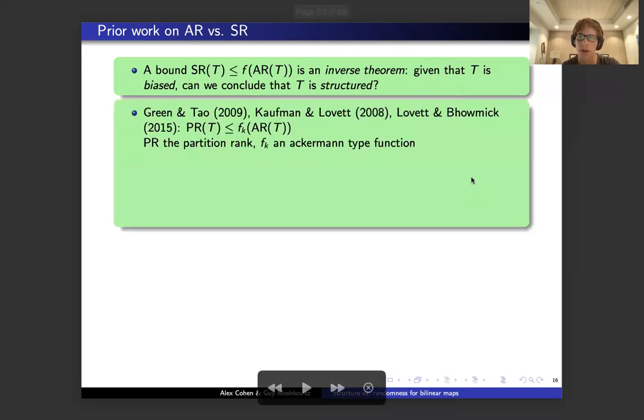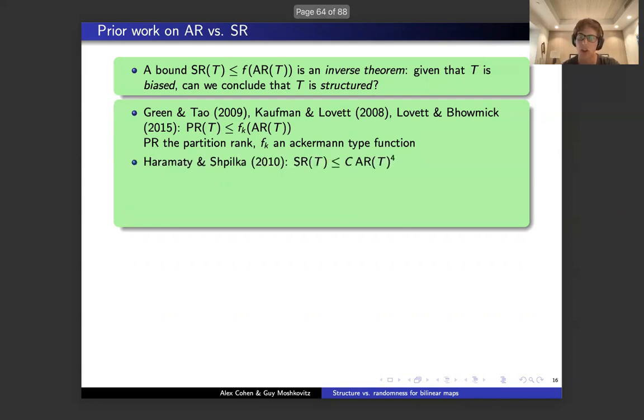So the first theorem along these lines was given by Green and Tao. And they proved that indeed the partition rank, which is the right higher order analog of slice rank, is bounded by an Ackermann function of the analytic rank. So this is a terrible quantitative bound, but qualitatively it shows that if a tensor is biased, it must have some structure. Subsequent work extended the range of fields over which this applies. Moshkovitz and Zhu later showed that slice rank is bounded by a constant times analytic rank to the 4th power. So it's a polynomial bound, which is quantitatively much better.